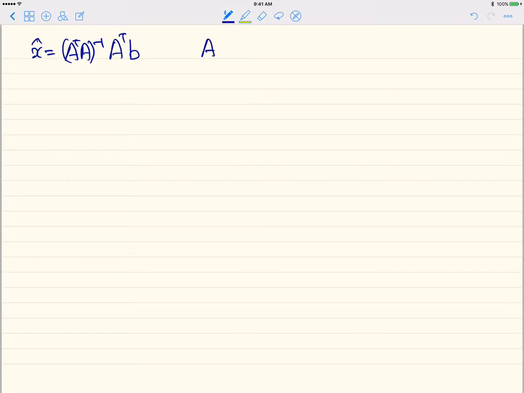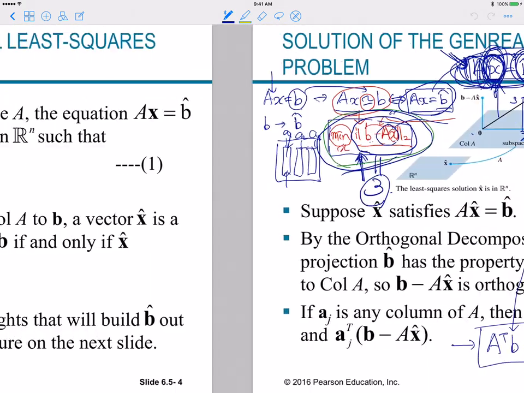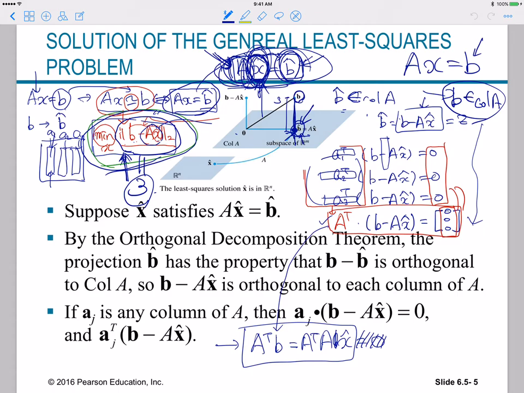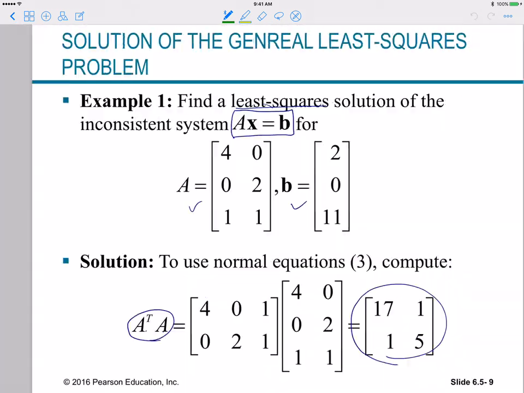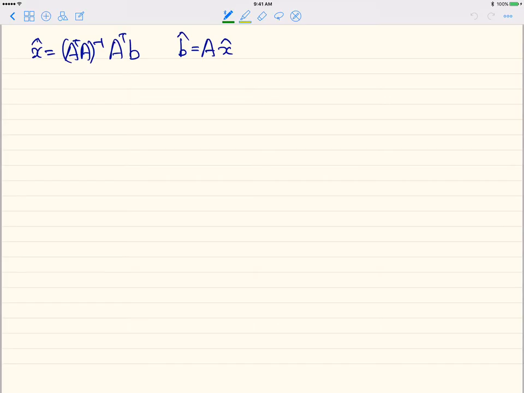And then, what is this guy? A x hat. So that was b hat, right? This b hat is this guy, right? Orthogonal projection, right? So that b hat is the same as A x hat. Okay? And then this A x hat can be written in this form: A times A transpose A inverse A transpose and b.